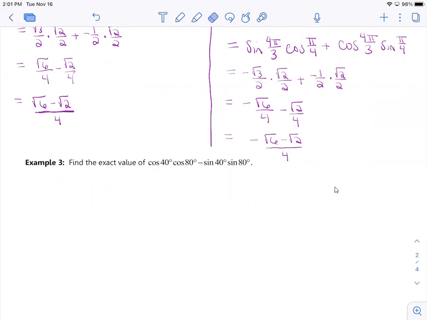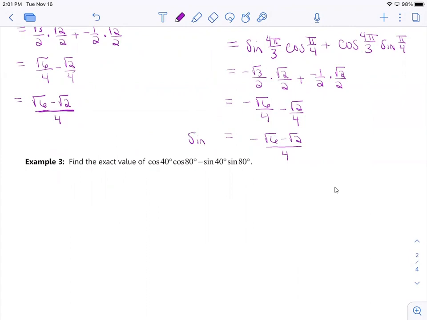And we should stick to what I mentioned earlier. It'd be awesome if at the very end you would say sine of 19 pi over 12 equals this.